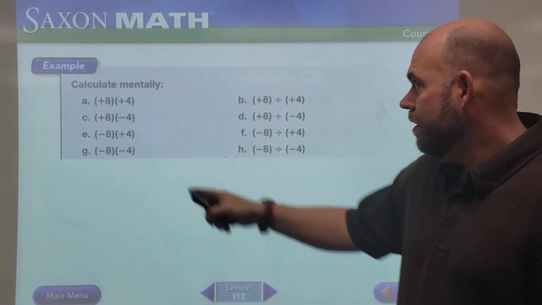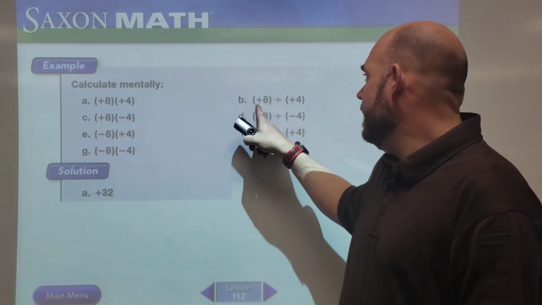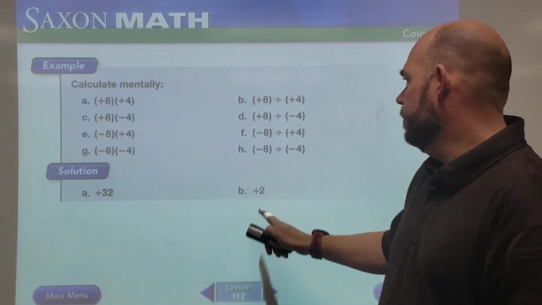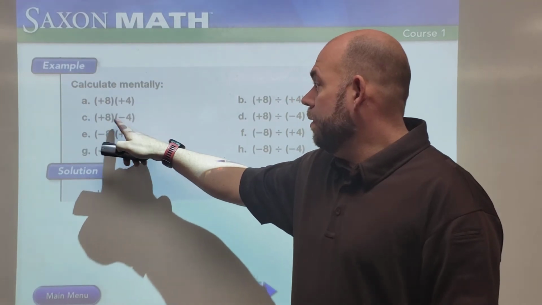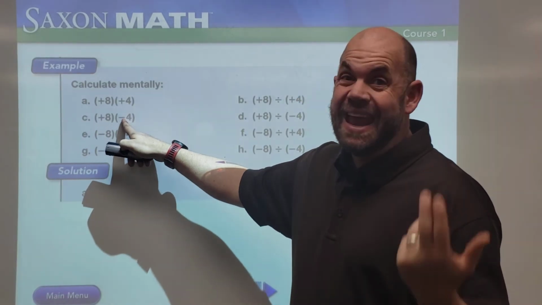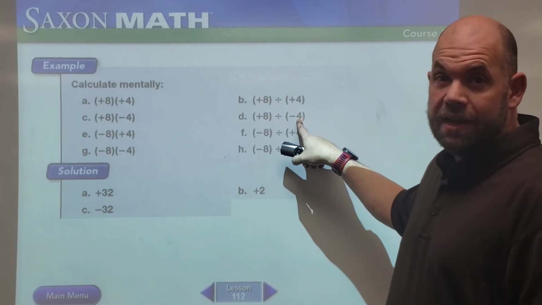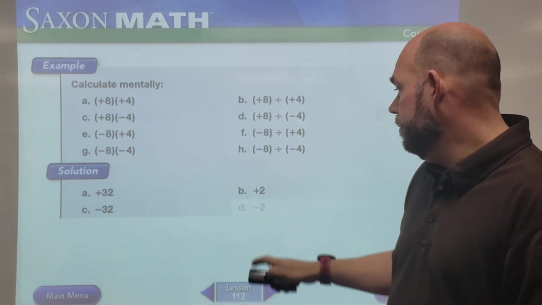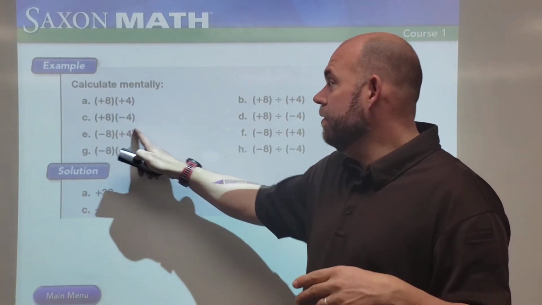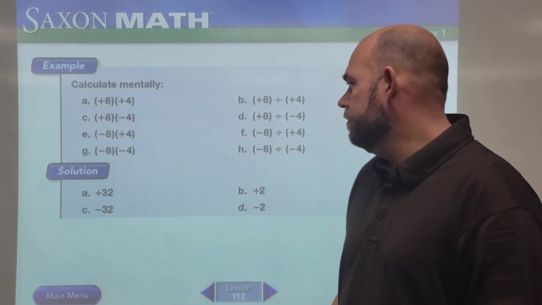So if we look through this, a positive and a positive, the answer is going to be positive 32. If we look at B, a positive divided by a positive, 8 divided by 4, it's going to be just positive 2. A positive times a negative, so now they're different, so different would be negative. So negative 32 here. Here we've got a positive and a negative, different again, so it's going to be negative 2. Okay. E, a negative and a positive, they're different, so it doesn't matter the order as long as they're different. So negative times a positive is going to be negative 32 again.